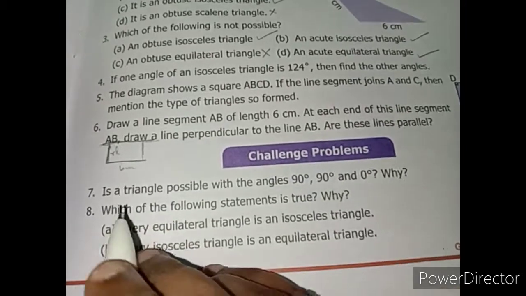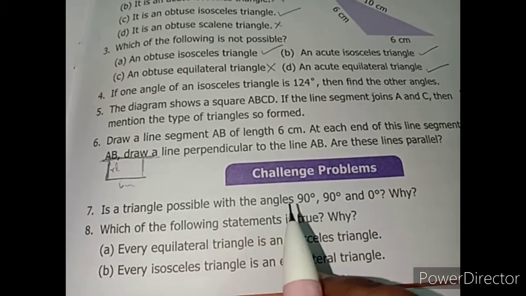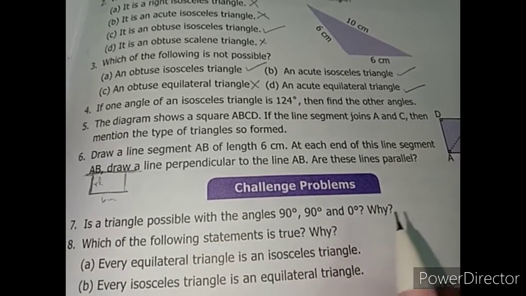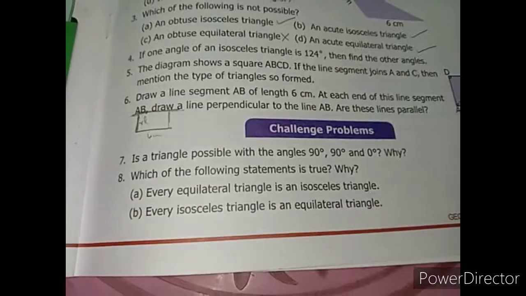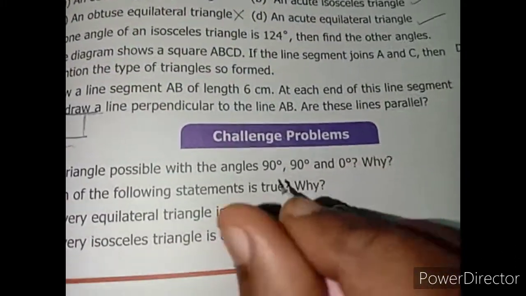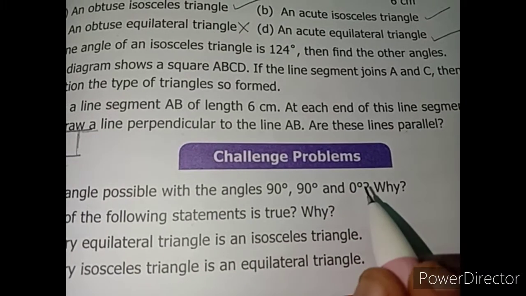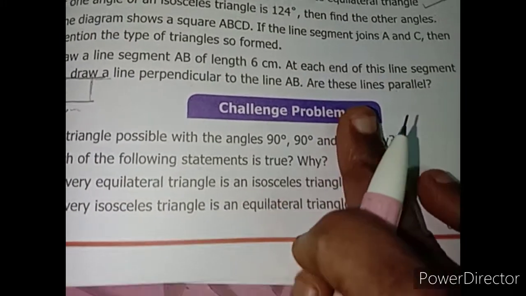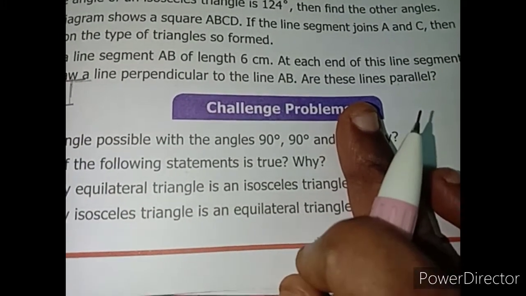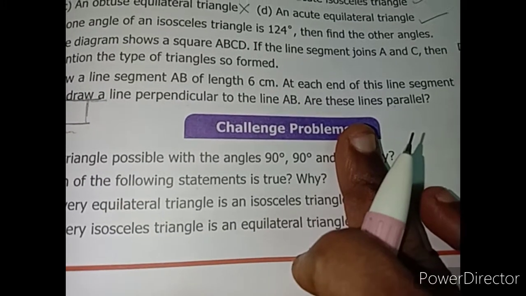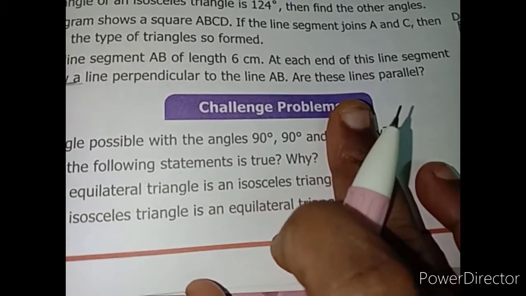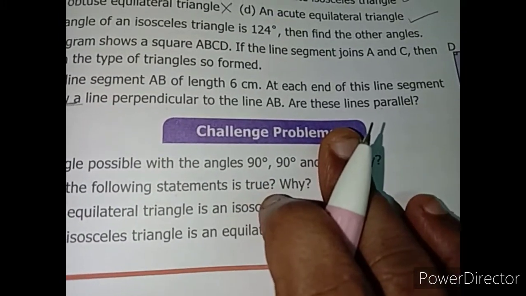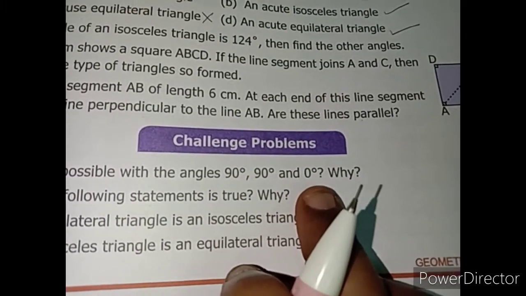Question number 7. Is a triangle possible with 90 degree, 90 degree and 0 degree? If so, why? So if you see 90 degree, 90 degree and 0 degree. So if you check with these two itself, we know that sum of all the angles of a triangle is 180 degree. If you check this 90 degree, 90 degree with these two itself, it is giving 180 degree. If you check with the third one, it is given 0 degree.